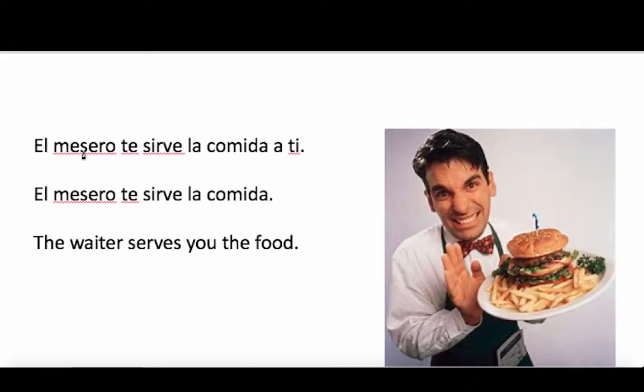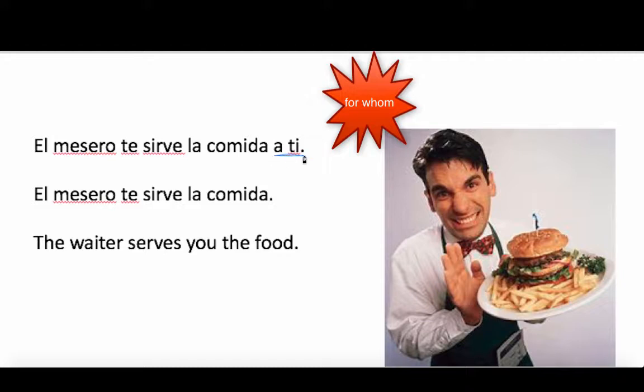El mesero te sirve la comida a ti. The waiter serves you the food. How can we find the indirect object? We're going to ask the question for whom. For whom is the food? Well, we find out that the food is for you, right here. Also, you can see you right here.